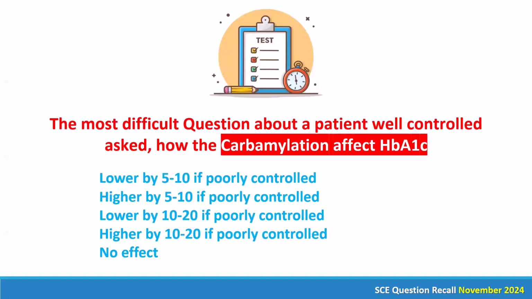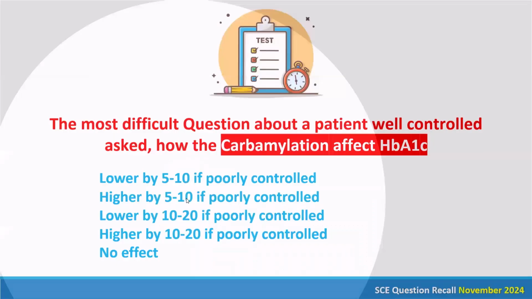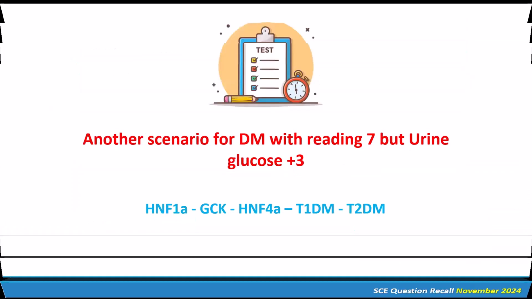And another question in the previous November 2024 asked about carbamylation of hemoglobin A1C. It will cause falsely, which one? Falsely elevated, higher by 5 to 10%. So carbamylation will cause falsely elevated hemoglobin A1C by 5 to 10%, as I mentioned, and this is one of the difficult questions in the previous November 2024.